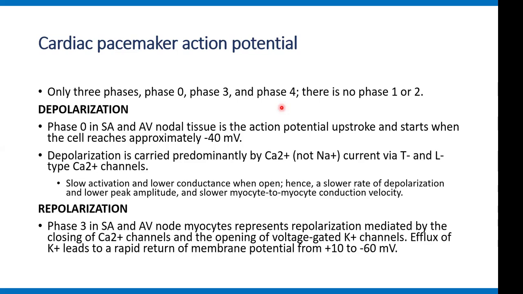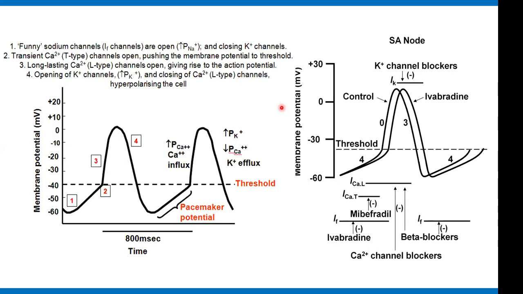Phase 3 is just repolarization, and that is by closing of the calcium channels and opening of the potassium channels. So efflux leads to rapid return. But what happens is that it comes down to -60, and that is sort of a hyperpolarization for it. Once it crosses its membrane potential, there's a slow activation of the sinoatrial node again, and that leads to another depolarization.